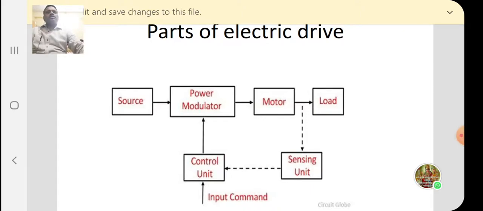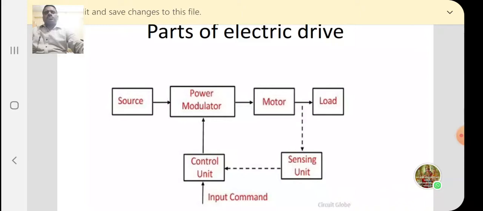Another one we have to use is the DC to AC converter, which is used in solar, and is known as an inverter. This has two types: voltage source inverter or current source inverter.